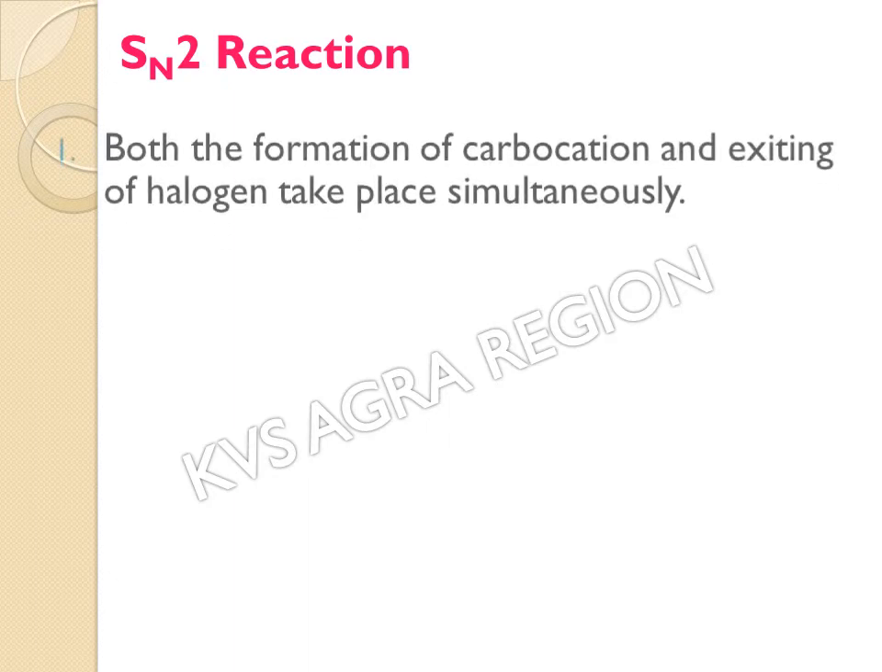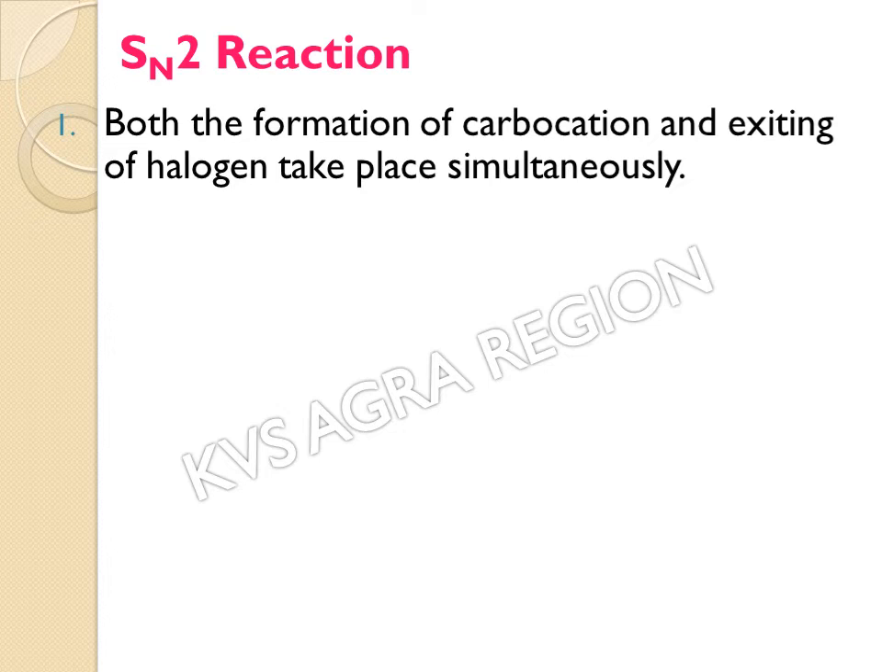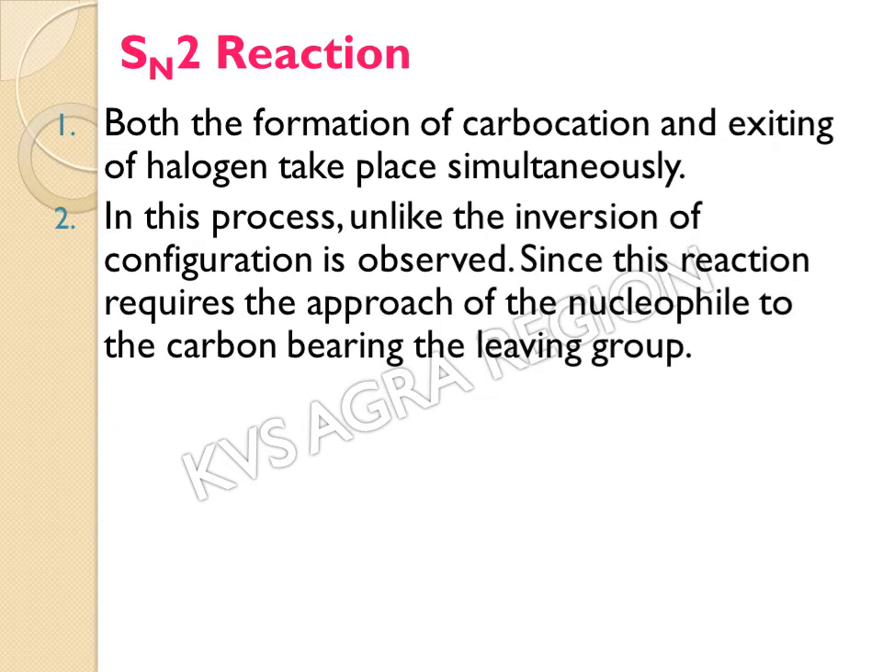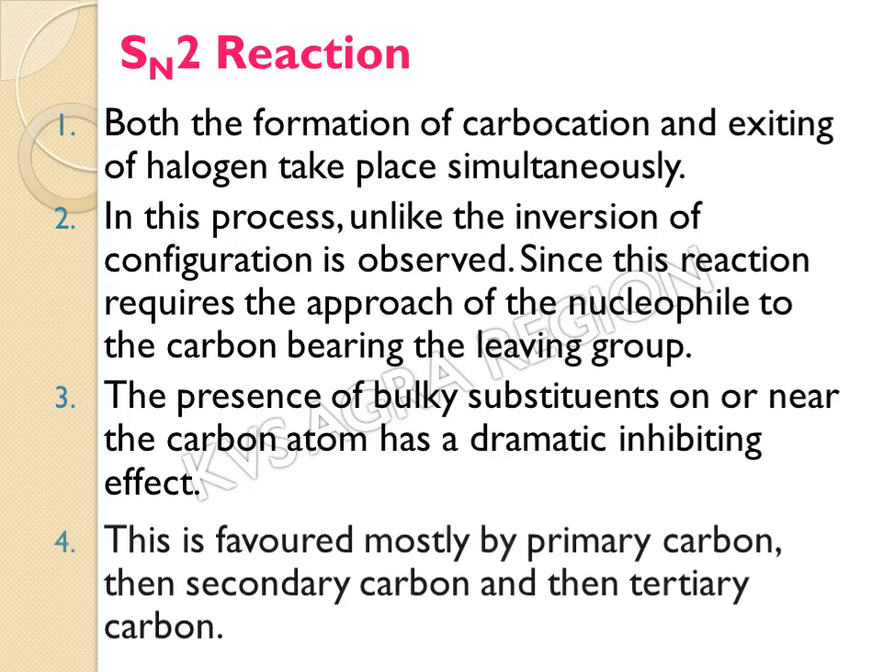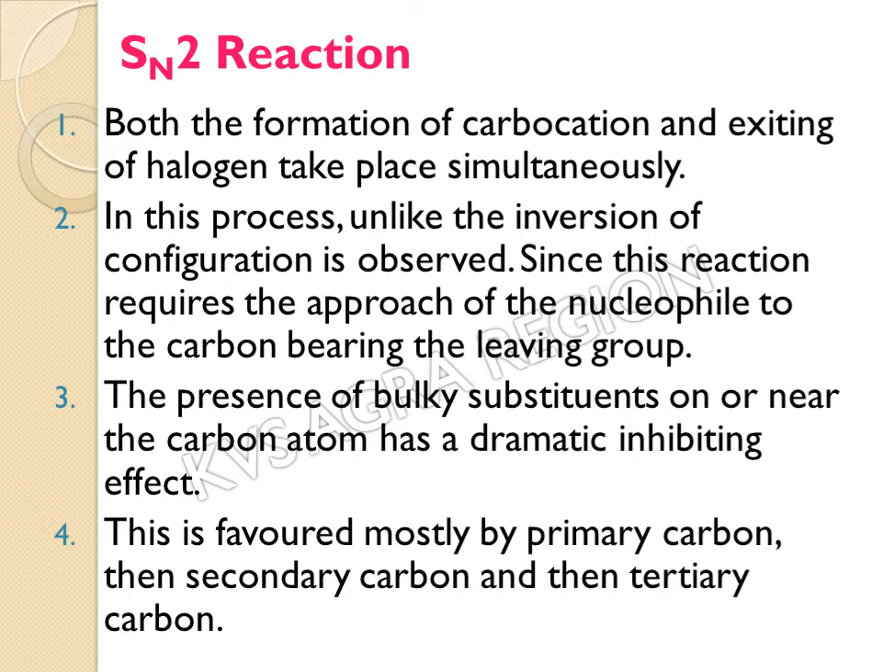In case of SN2 reaction, both the formation of carbocation and exiting of halogen takes place simultaneously. In this process, unlike the inversion of configuration observed, since this reaction requires the approach of nucleophile to the carbon bearing the leaving group, the presence of bulky substituents on or near the carbon atom has a dramatic inhibiting effect. It is always favored mostly by primary carbon, then secondary and then tertiary, because the primary carbon has least bulky group, because of which the attack of nucleophile is easier.